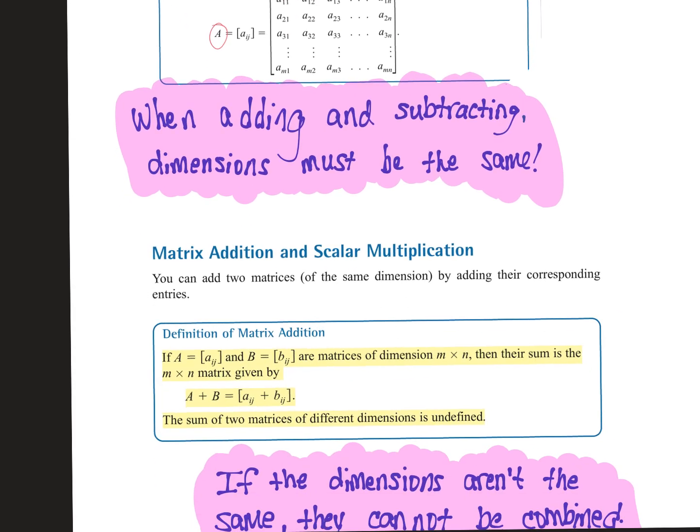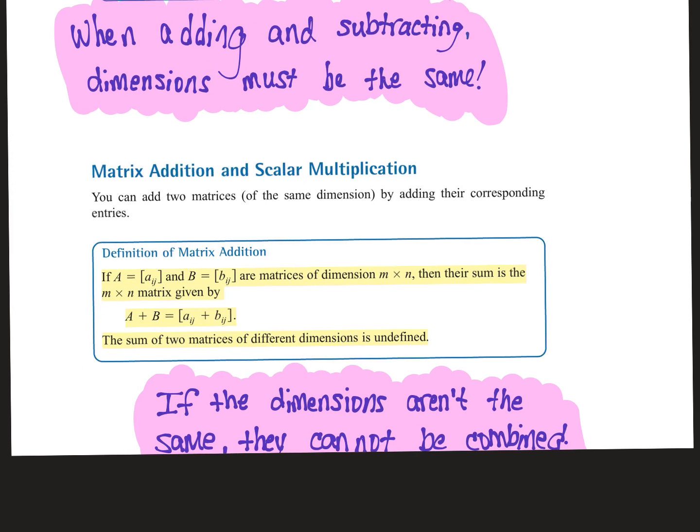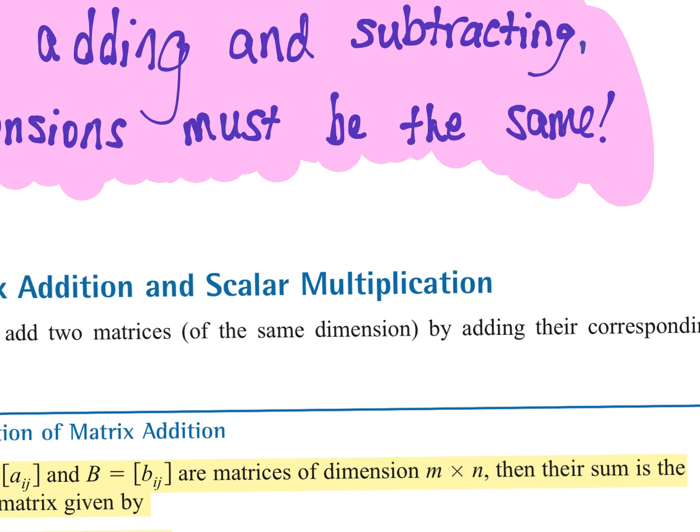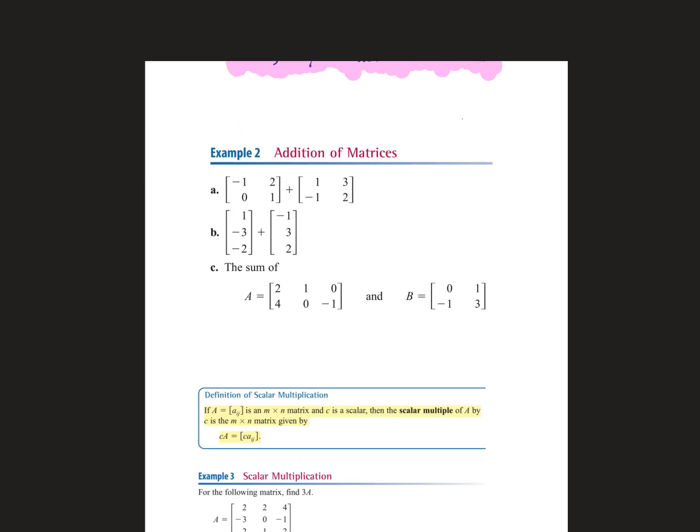Scalar multiplication is when you distribute. If you have something like 3A, what does that mean to do? What does 3 and A together mean? You're multiplying A by 3. So anything that's inside that matrix, you're multiplying by 3. But the dimensions have to be the same. If they're not, they cannot be combined. On WebAssign, I think it tells you to say impossible, and I'll show you how to show your work for something like that. But let's just go through some examples here.